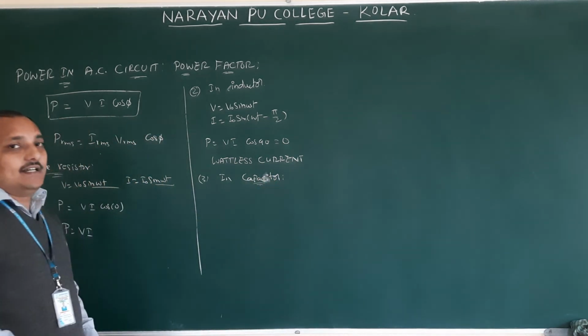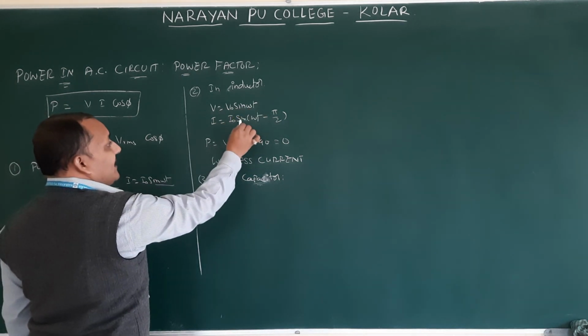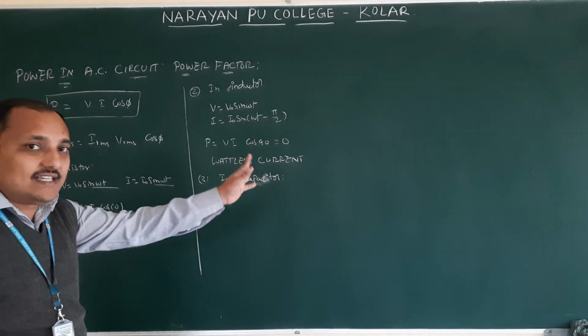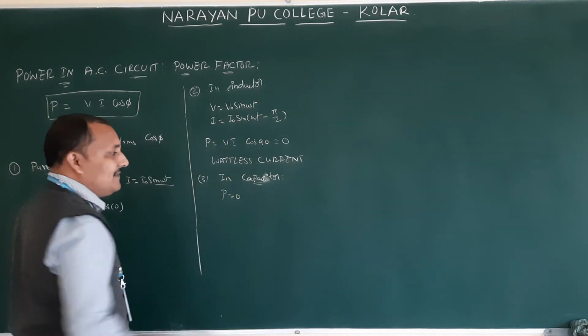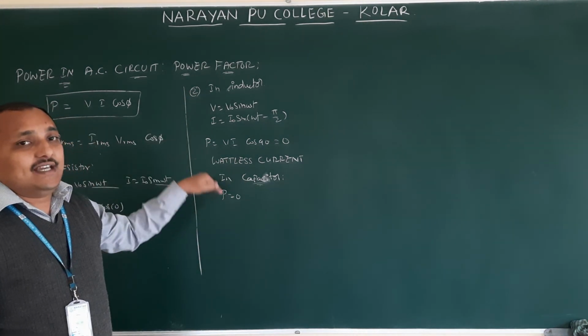So in a capacitor, if you write the same equation, you will get sin(omega t plus pi by 2). Plus pi by 2 means again the phase difference is 90 degrees. Phase difference 90 means again the power is going to become 0. In a pure inductive or capacitive circuit, the power is going to be 0.